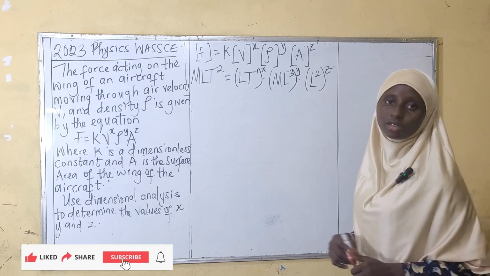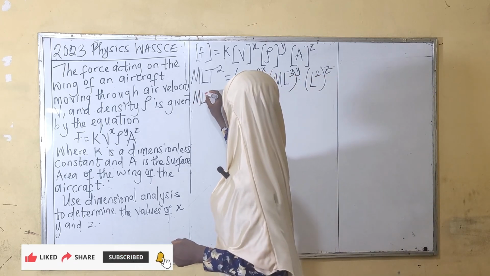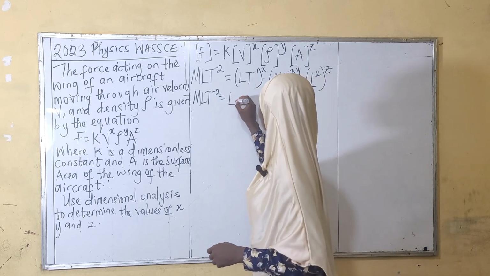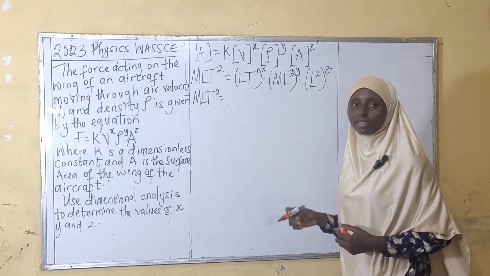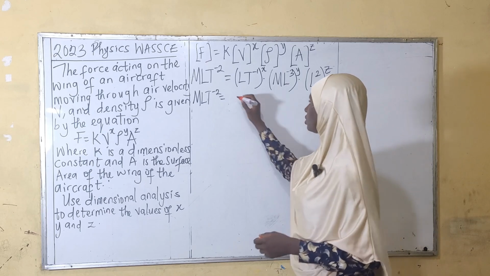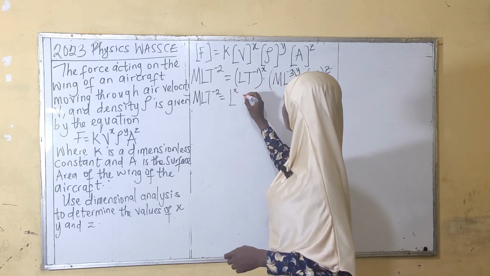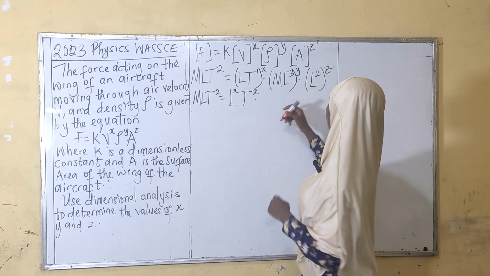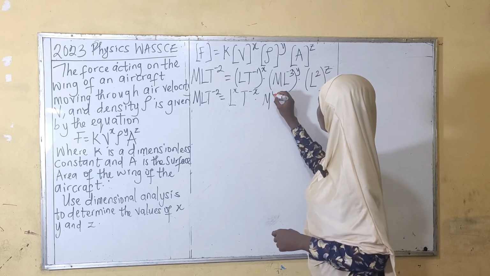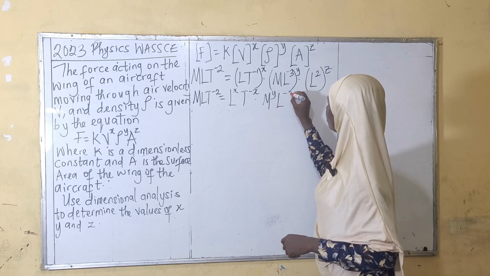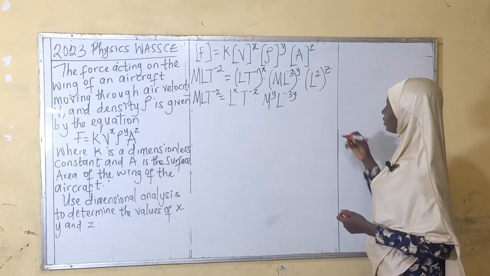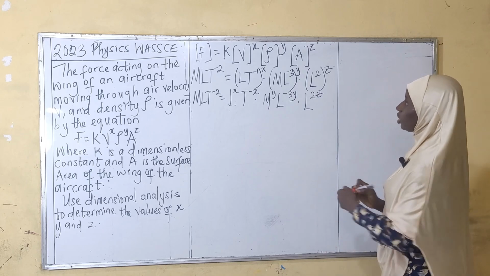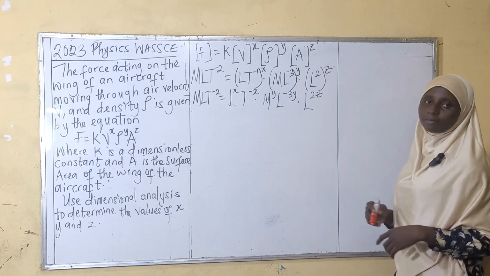Alright, so the next thing I need to do here is to open the bracket. So I have MLT^-2 is equal to, when I open this bracket, L^x, then T^-x. That is for this. Now for the next one, I have M^y, and then L^-3y. Then the last one is L^2z, because all these powers are multiplying what we have in the bracket.